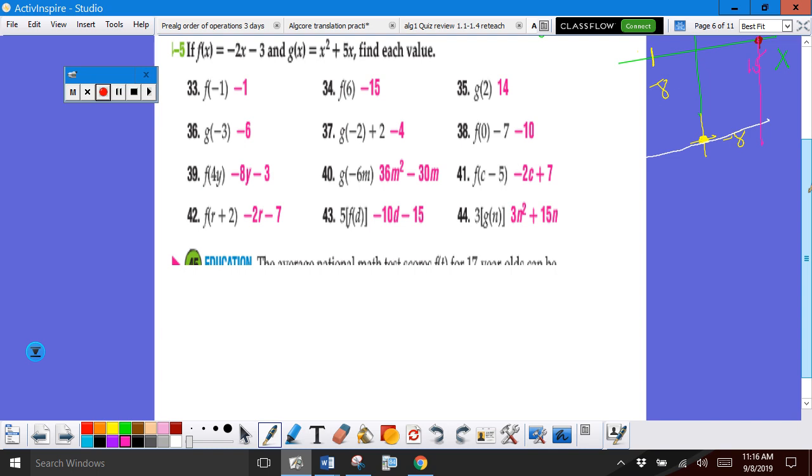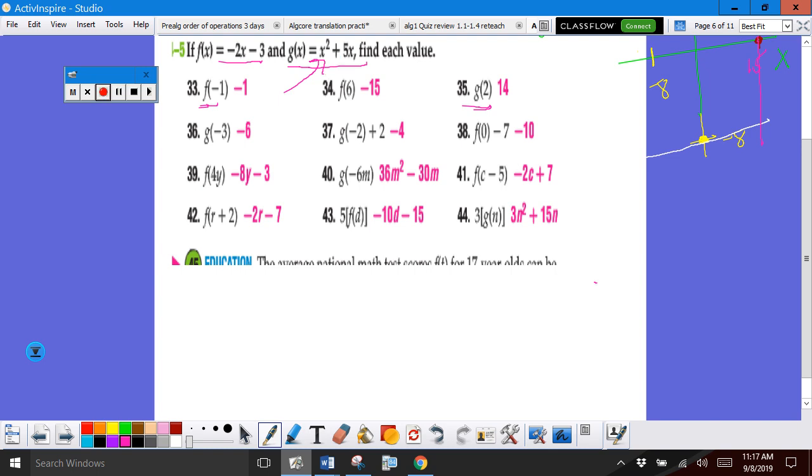from last night on 33 through 44. So this was purely substitution. Remember, this is just fancy substitution. And the difference is if this is an F, then I have to use this expression, and if it's a G, I have to use the second one. Now remember, the math happens on the right side. So the numbers are going to be substituted in here, and that's where the answers come from.